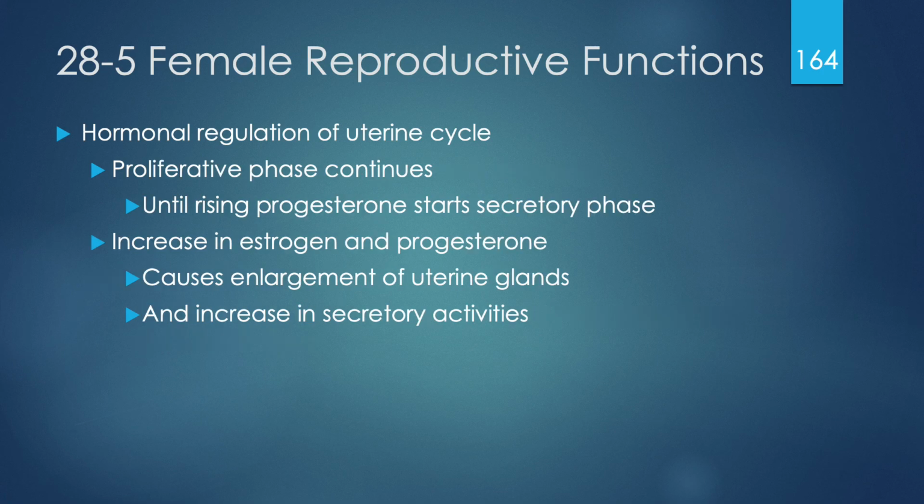The proliferative phase will continue until the point at which progesterone starts the secretory phase. This increase in estrogen and progesterone will cause an enlargement of the uterine glands, and it also causes an increase in the secretory activities.